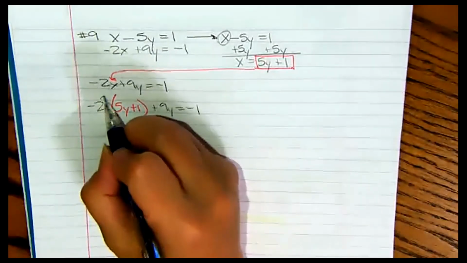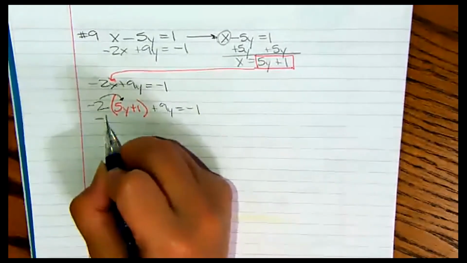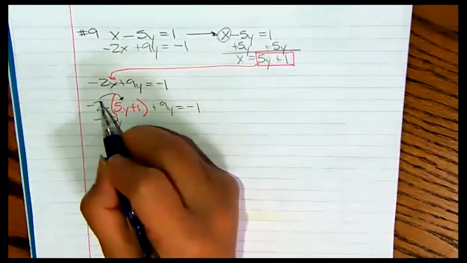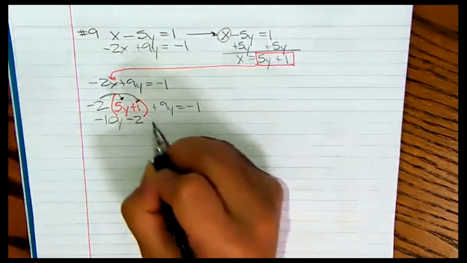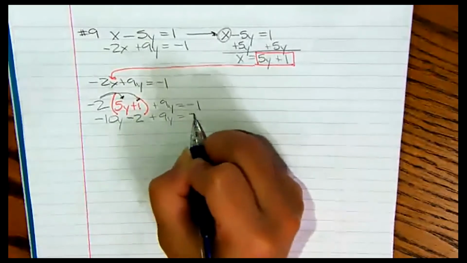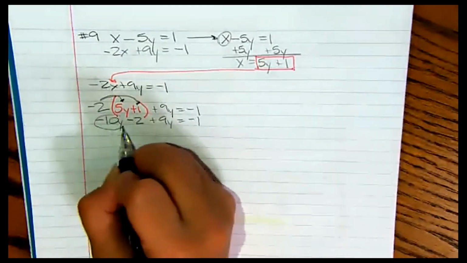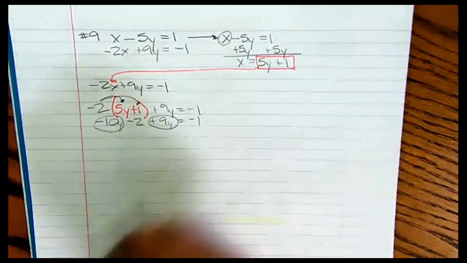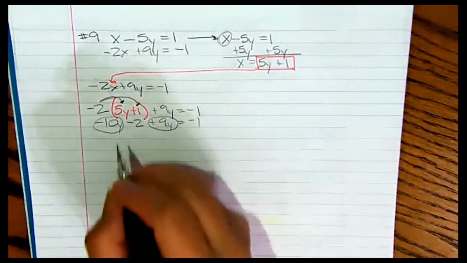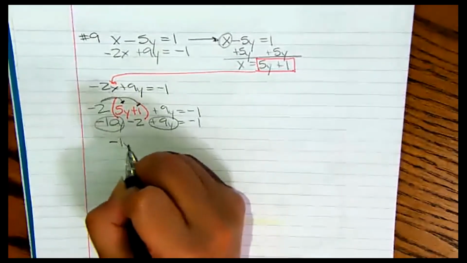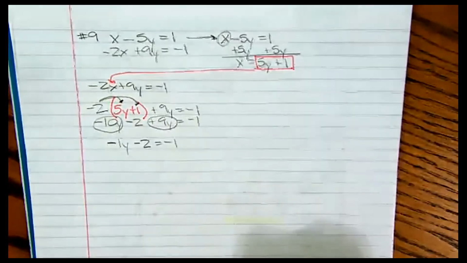We're going to use the distributive property. Negative 2 times 5y is negative 10y. Negative 2 times 1 is negative 2. Plus 9y equals negative 1. I want to combine my like terms. So negative 10y plus 9y is negative 1y minus 2 equals negative 1.